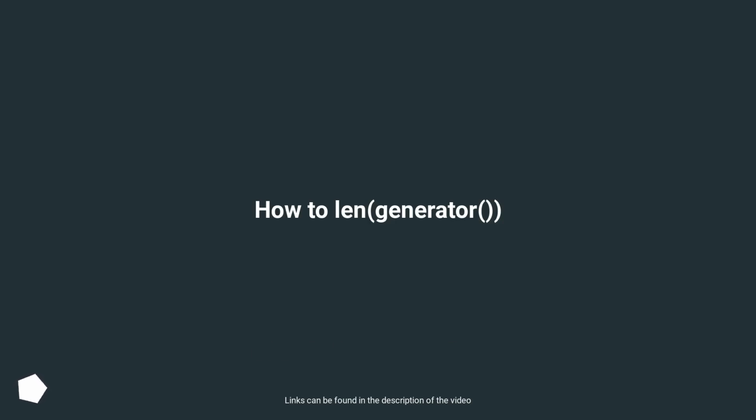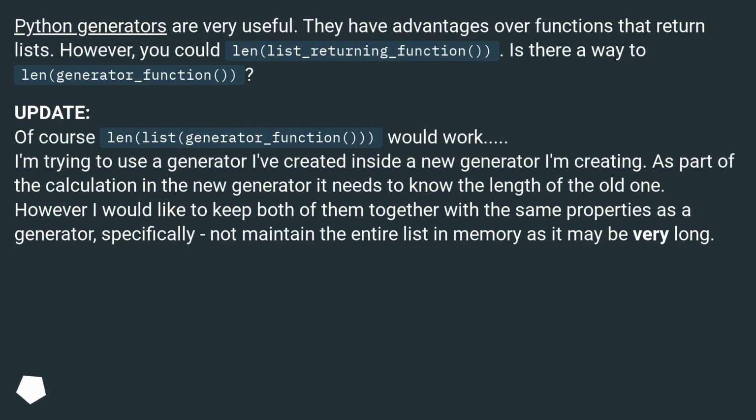How to len generator. Python generators are very useful. They have advantages over functions that return lists. However, you could len list underscore returning underscore function. Is there a way to len generator underscore function? Update. Of course, len list generator underscore function would work.